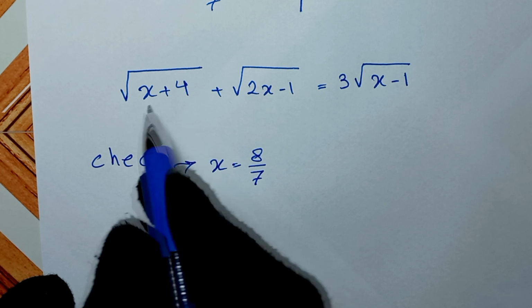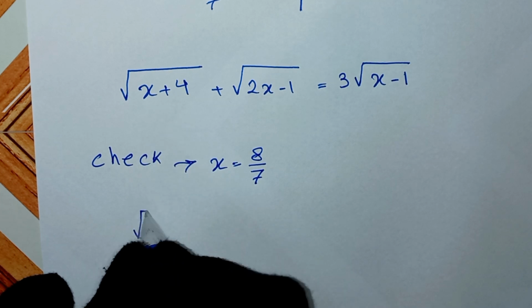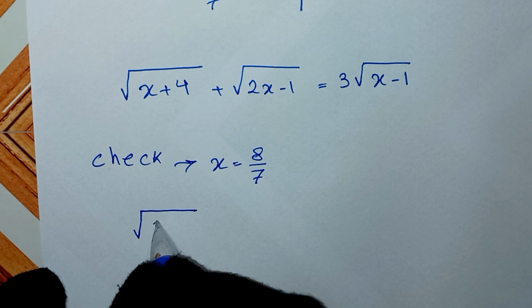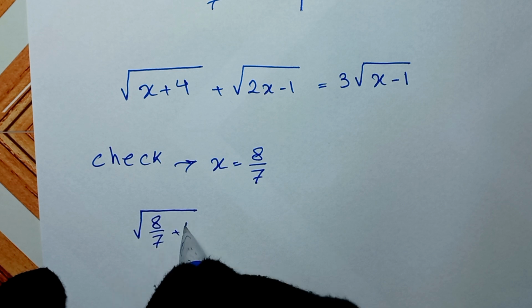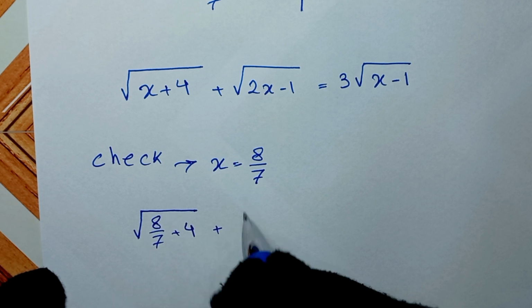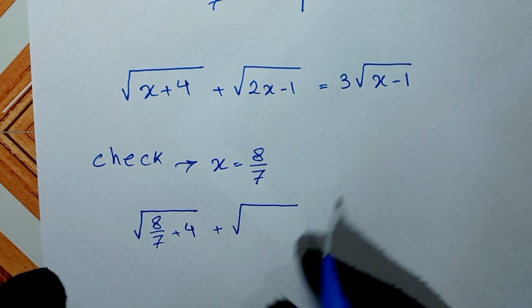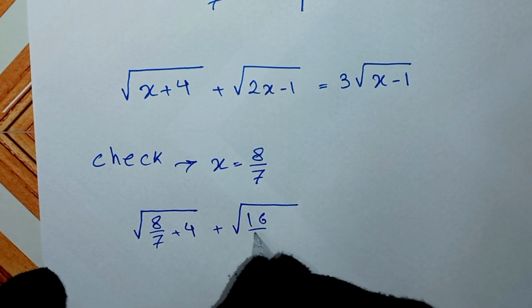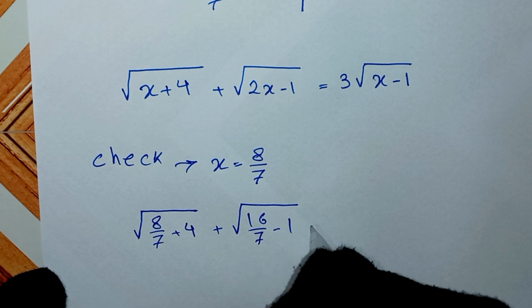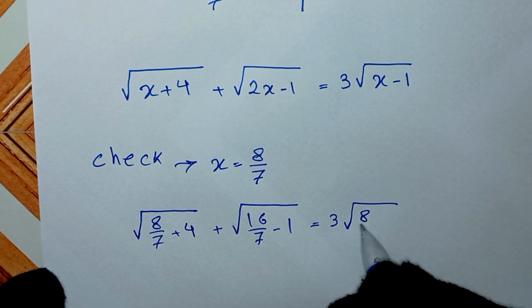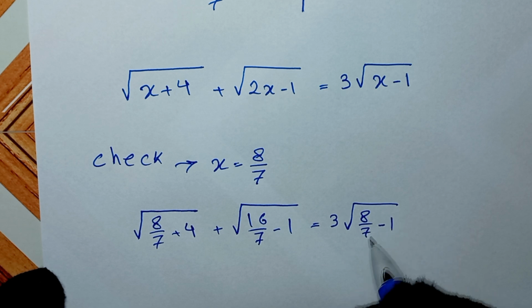And in here, it will be square root of x, which is 8 over 7. So 8 over 7 plus 4, and plus square root of 2 times x, it will be 16 over 7 minus 1, is equal to 3 square root of x, 8 over 7 minus 1.